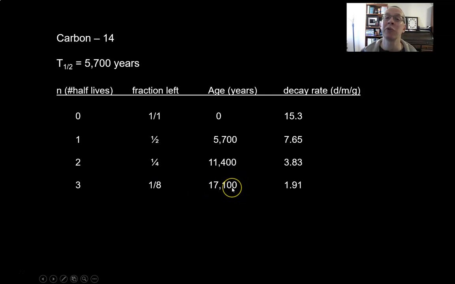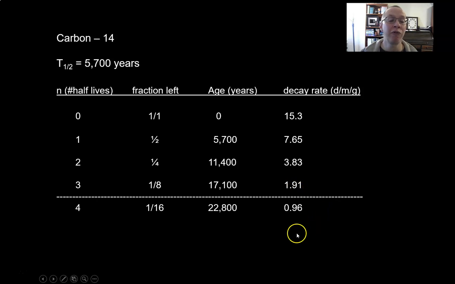This is now where some students make a common mistake. Do not double this value. This is always adding 5,700 years, not doubling it. So please make sure you get that correct. This is 17,100 years. Your decay rate, though, will continue to halve.